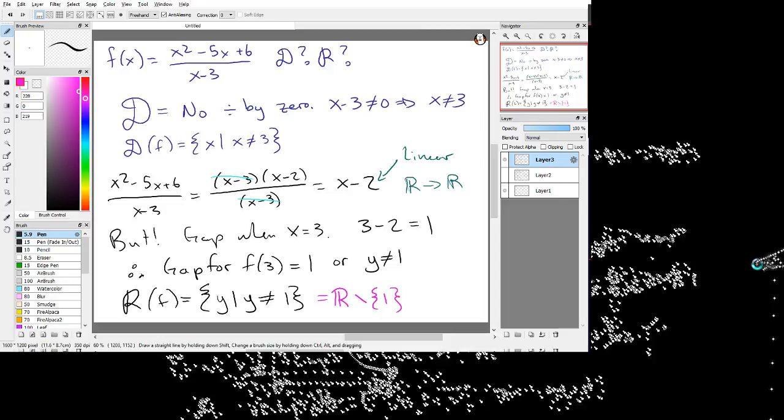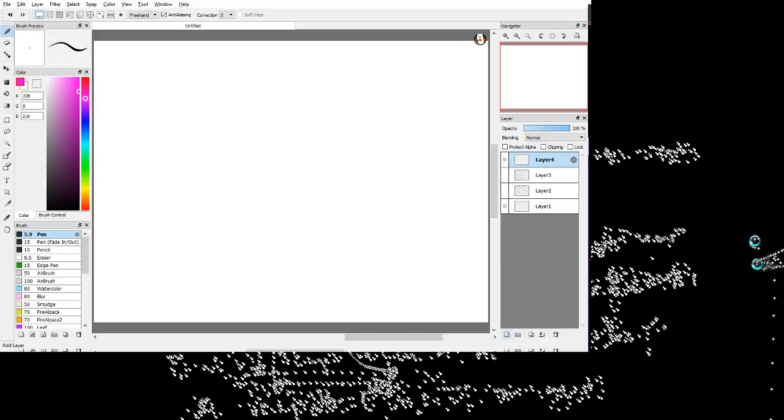All right. Here's another one. Let's take a look at g of x equal to the square root of x squared minus 10. So what we've got right here is the square root. That means no negatives.